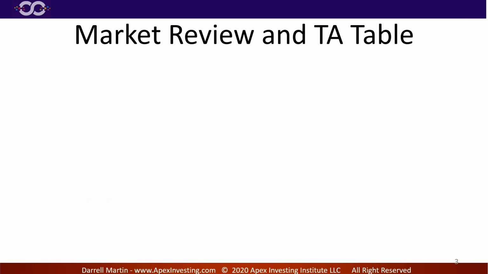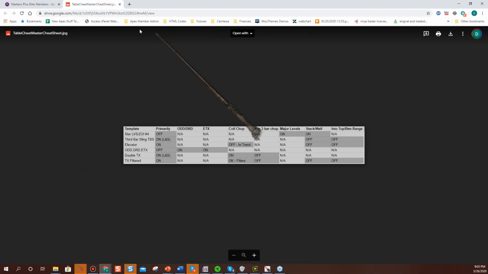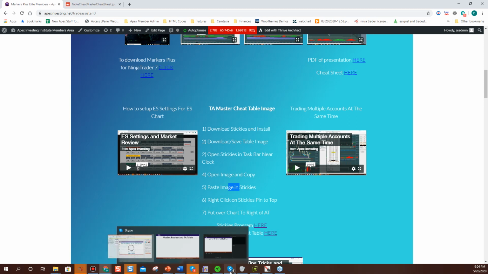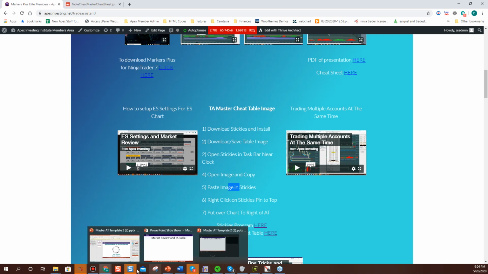Need to upload a color one for you. And then I'll upload a new one that's a color. I don't know why that's gray. That's weird. And then you'll open the image up, you'll copy it, and you'll paste it into Stickies. And you'll right-click on the Stickies and pin it to the top. So let me show you a screenshot of where that's at once you install the program called Stickies. It's better than the Sticky Notes for this specific use.